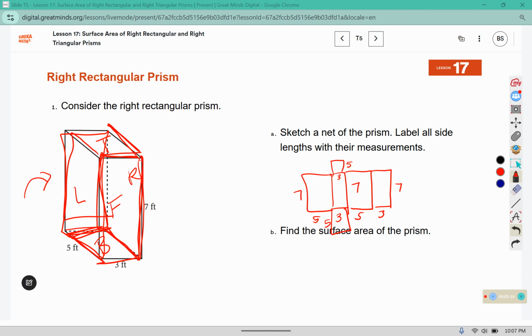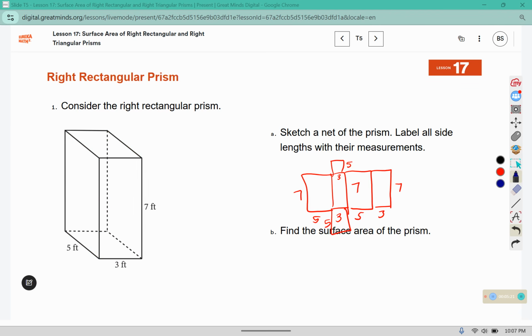Then it says find the surface area of the prism. So we're going to find the area of each section, and we'll add them up to figure out the total surface area. A 7 by 5 is 35. A 7 by 3 is 21. A 3 by 5 is 15. And we have multiples of those because we have a front and a back, a left and a right, a top and a bottom.